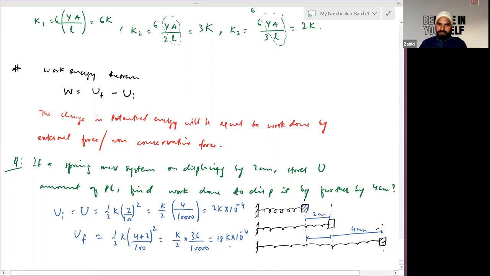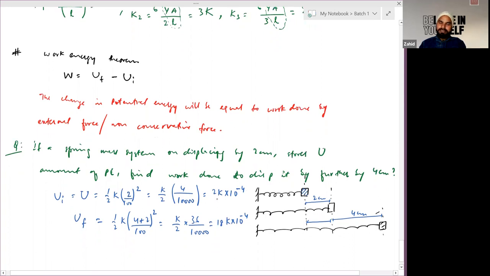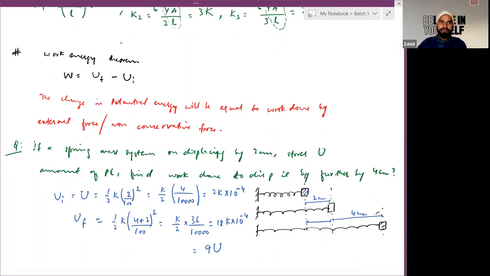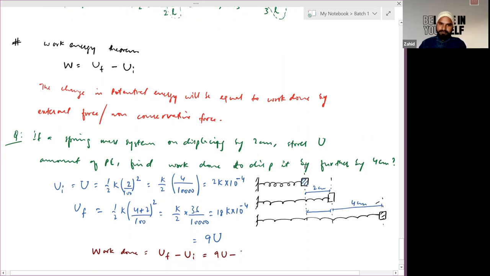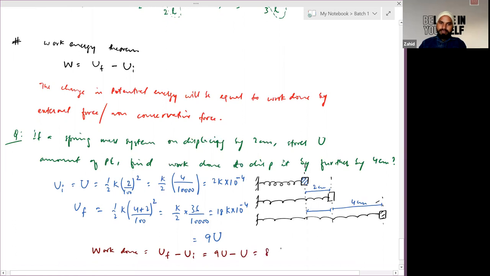Now, if you relate this particular term to the previous term, you can say it will be 9 times greater than for this part. So it will be 9 times U. Now, according to the work energy theorem, it will be the change in potential energy from initial to final. So work done is equal to potential energy final minus potential energy initial. So it will be 9U minus U, which is 8 times U.